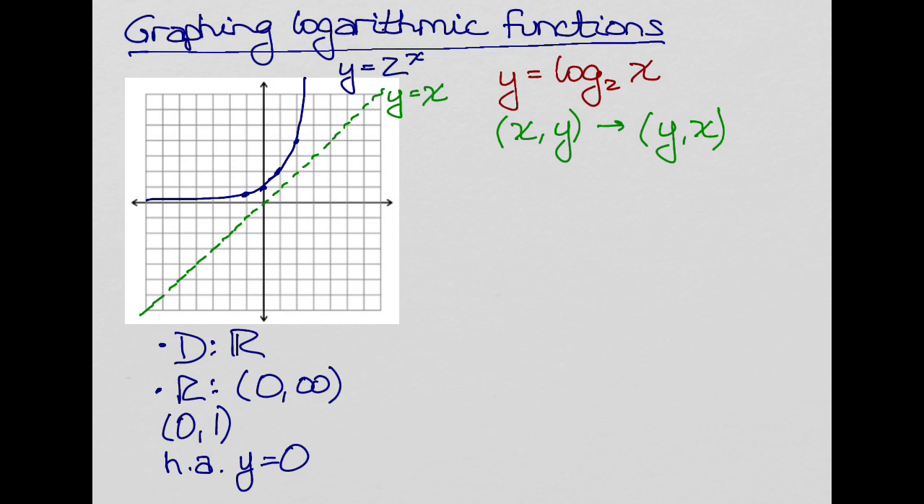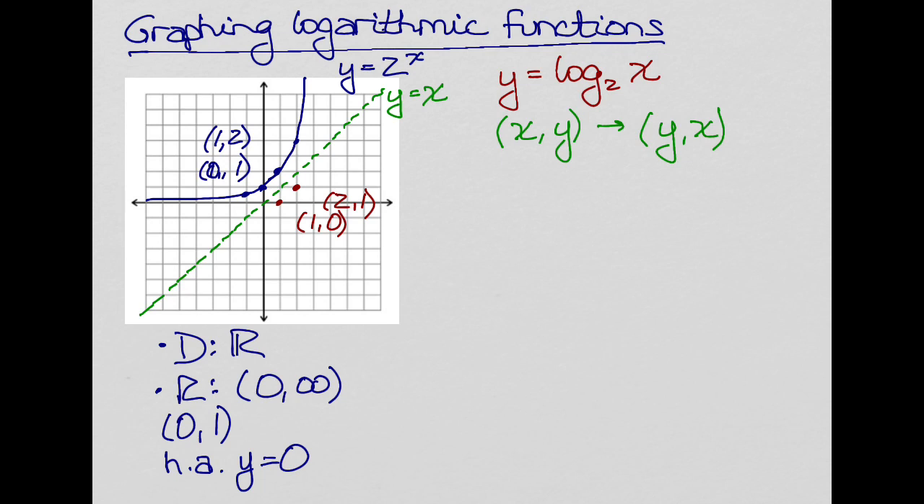Well, we know a few points on the graph of y equals 2 to the x. First one is that y-intercept, 0, 1, is going to correspond to a point 1, 0 on the graph of the inverse. Since 2 to the first power is 2, I get the point 1, 2 on the graph of y equals 2 to the x, which will correspond to the point 2, 1 on the graph of the inverse.